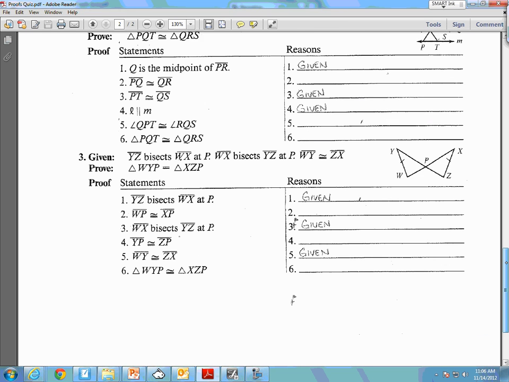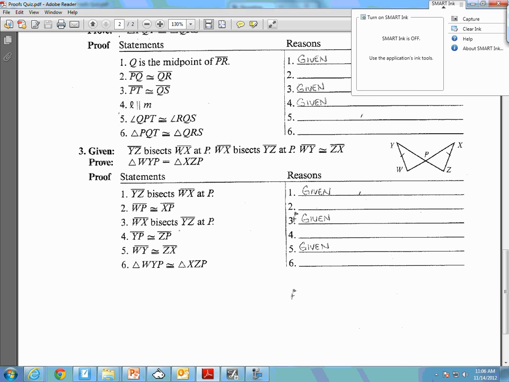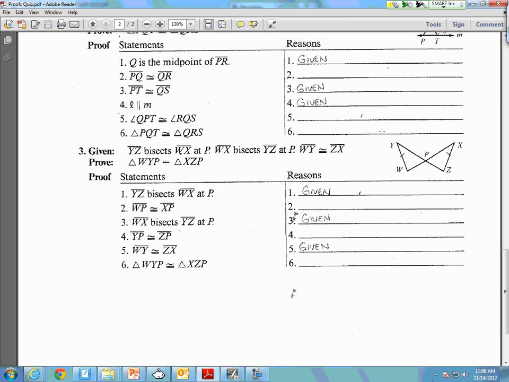And the last one, we're told that a segment bisects a segment. So if a segment bisects a segment, it cuts that segment into two equal parts. So why is WP congruent to XP? Definition of a segment bisector.